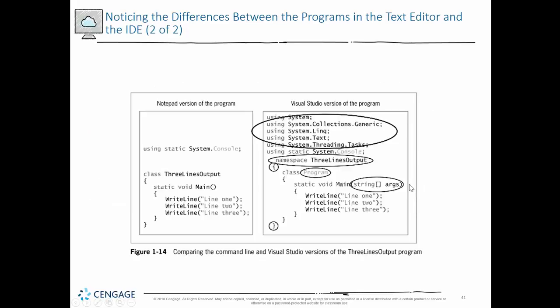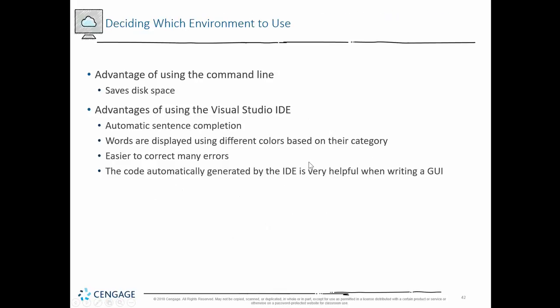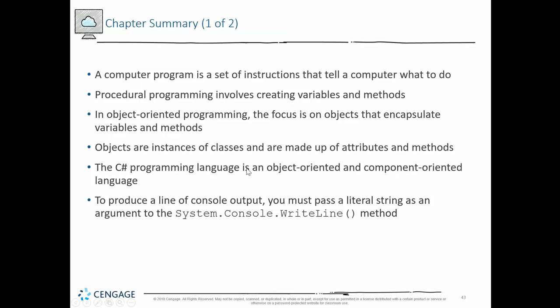So, the bottom line is, would you rather write code that looks like this, or would you rather write code that looks like this that's going to be graphical in nature? You'll have a chance to do both in this class. The advantages of using the command line are that your programs are going to be smaller, so they'll save disk space, but that's pretty much overridden by the fact that with the Visual Studio IDE there's what's called autocomplete. Words are displayed in different colors based on their context. It's typically easier to correct errors, and some of the code will be generated for you automatically.